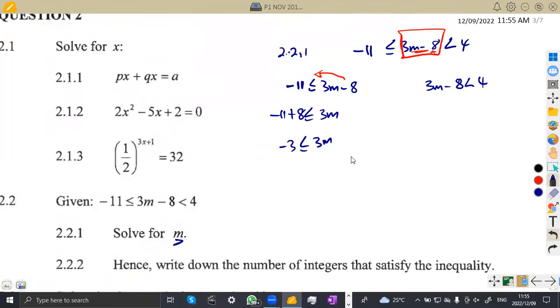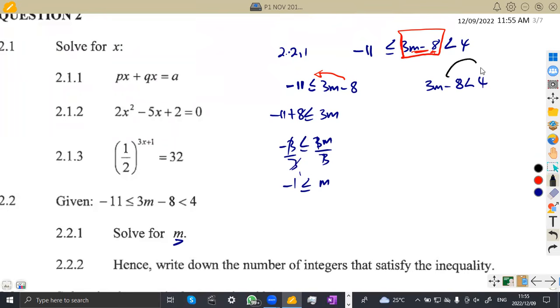Just like equations, you're going to divide by 3 both sides, and that is going to be m ≥ -1. M is greater than or equal to -1, maintaining the inequality sign as it is. You only change the inequality sign if you divide by a negative. So in this case, we didn't divide by any negative, so it's going to be like that.